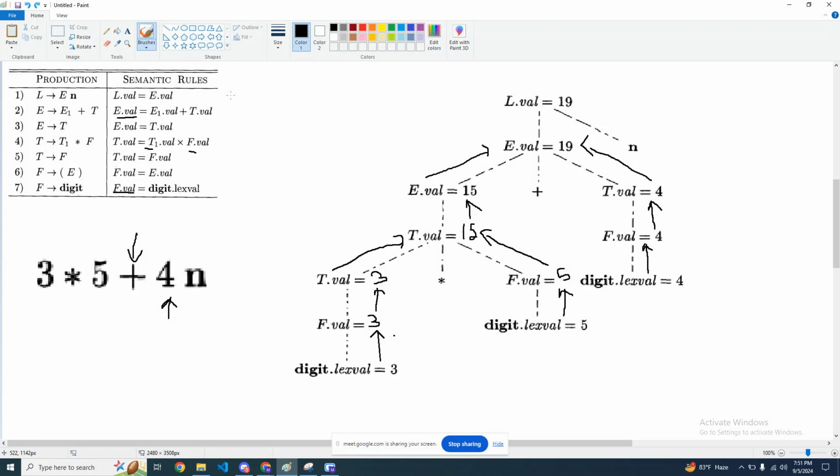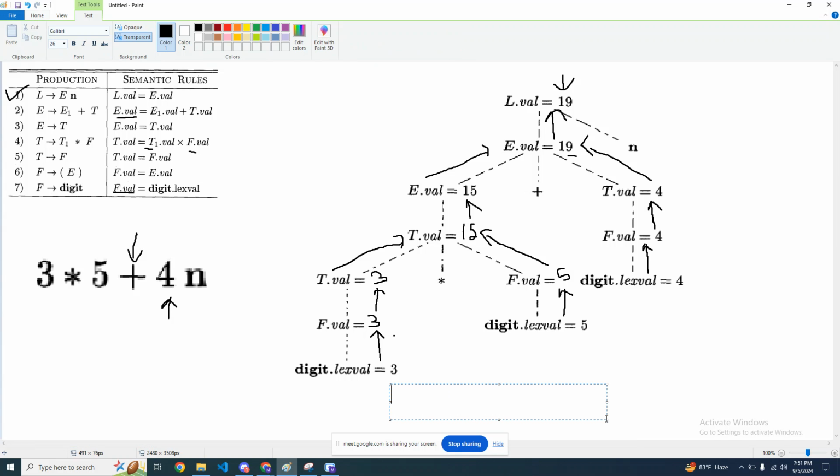So for this, we can use the first production rule, which is L produces En, and the value of L is equal to the value of E. So we are getting the value of L from E dot val. So we need to point an arrow from E to L. So this 19 is being copied here. Okay. So this is basically your dependency graph, right?